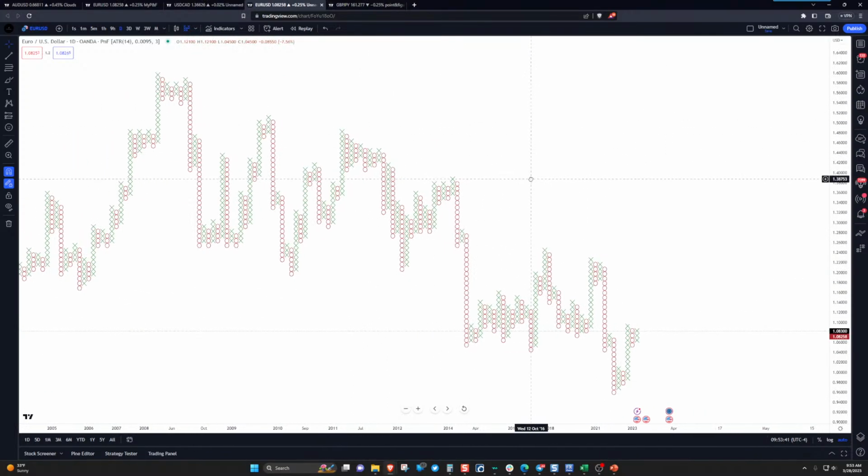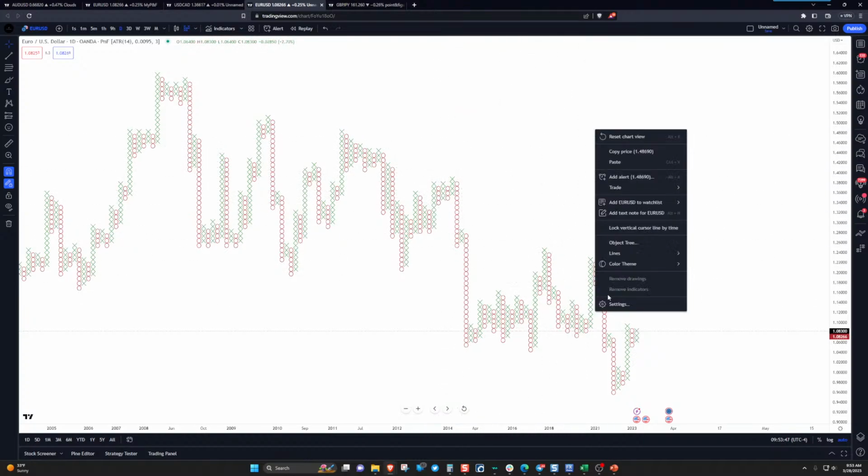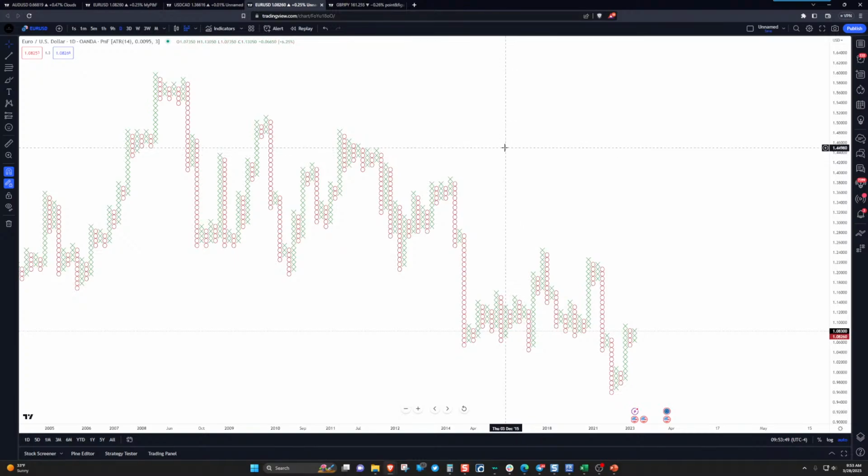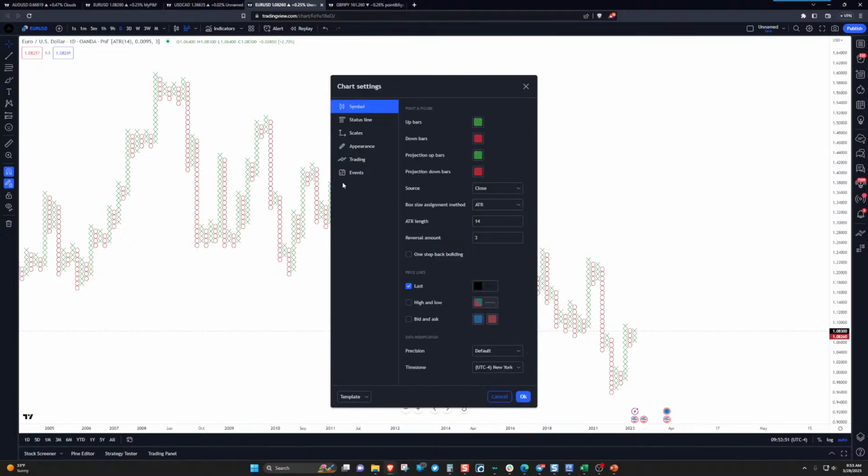So there's a couple ways you can get to this next step. You can either double click anywhere on the X's or O's, or right click somewhere in the open space and go to settings. Go to settings, and you should be at the symbol. And then what we want to do is go to box assignment method, and we want to go to traditional, not ATR.